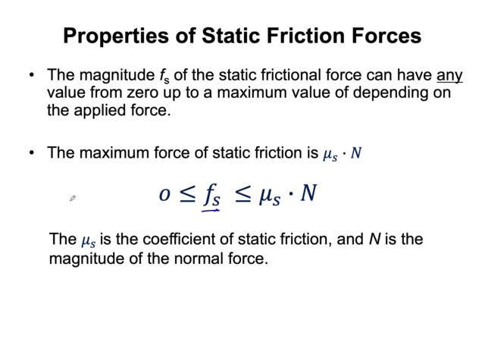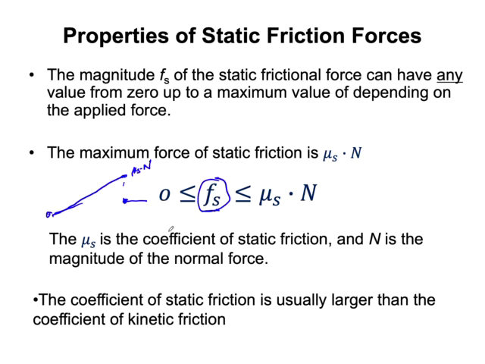It can range anywhere between 0 up to that maximum value where the object breaks away, and then immediately it drops down to kinetic friction. So this can have a whole range of values, all between 0 up to its maximum, which is mu sub s times normal force. The coefficient of static friction is usually larger than the coefficient of kinetic friction, except in some really bizarre situations. But most of the time you can assume that's true.